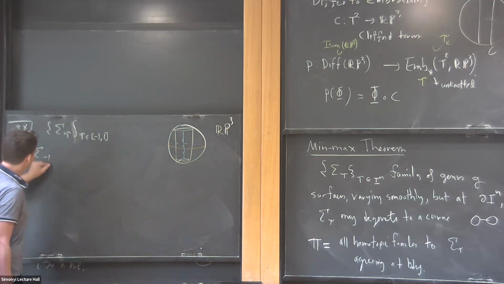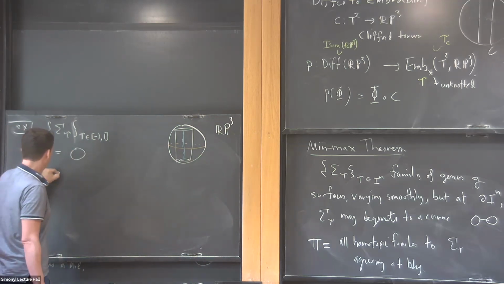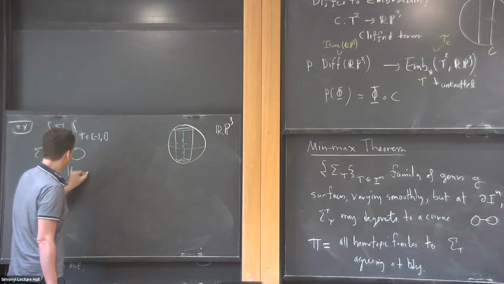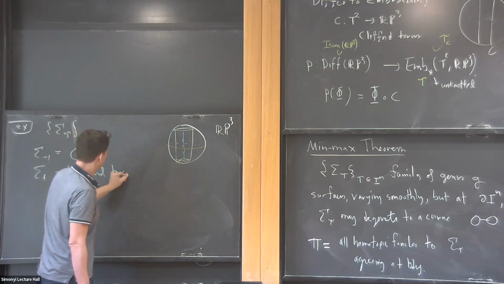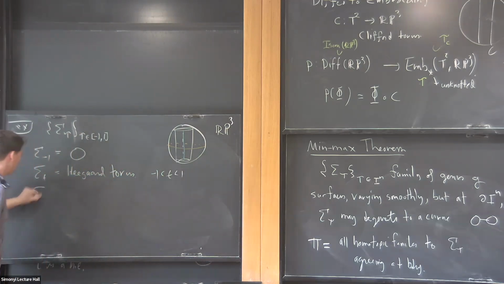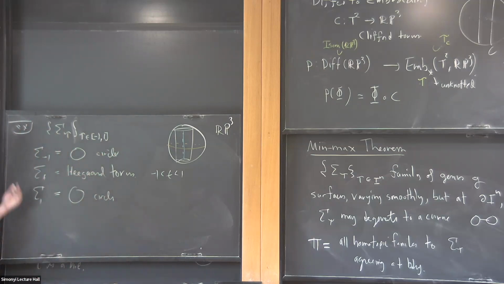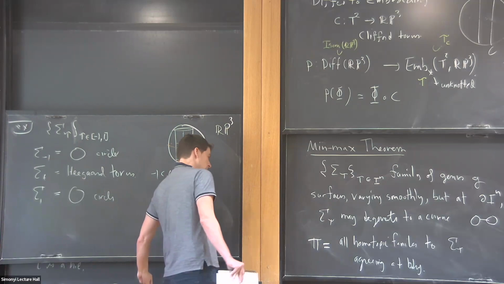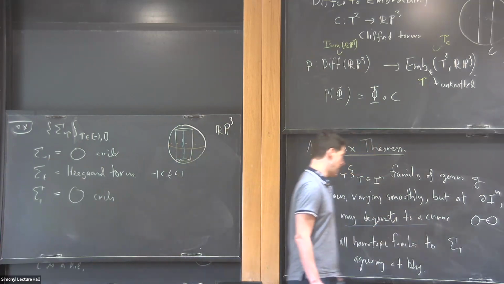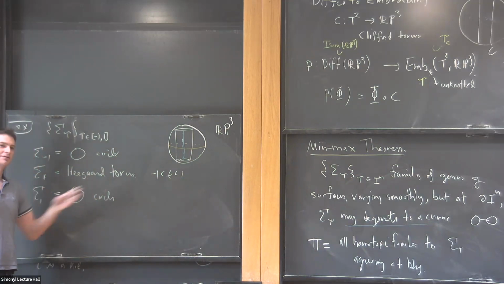So sigma -1 is a circle. Sigma t is a Heegaard torus for t between -1 and 1. And when we collapse to the other side, you're at one of these other circles. So this is again a circle. So this is an example of a 1-parameter family. I mentioned that we need to allow them to degenerate at the boundary. And so here at the boundary of my interval, they're collapsing onto circles.